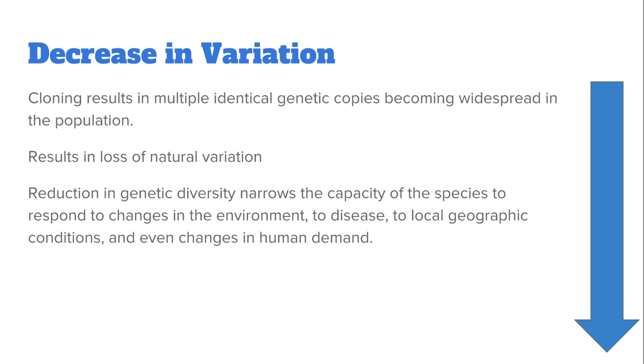A reduction in that genetic diversity narrows the capacity of species to respond to changes in the environment. And we know if organisms are not able to respond to those, especially changes in the environment or the introduction of diseases or any other changes, they may not be able to survive to reproduce. And therefore, we may see extinction in some species.